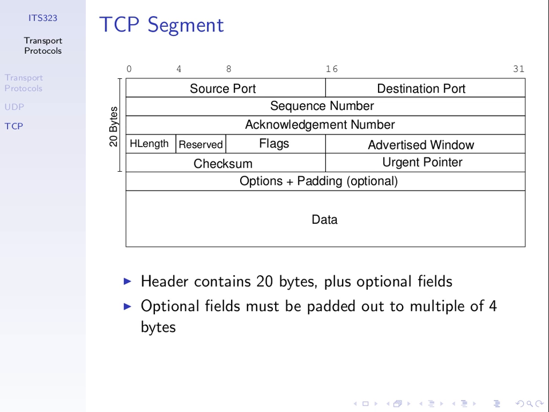I introduced the TCP segment. So when TCP sends segments across the internet, they're structured like this. They have some header and some data, some optional data. Not all segments contain data. For example, when setting up a connection, these SYN segments do not contain data.